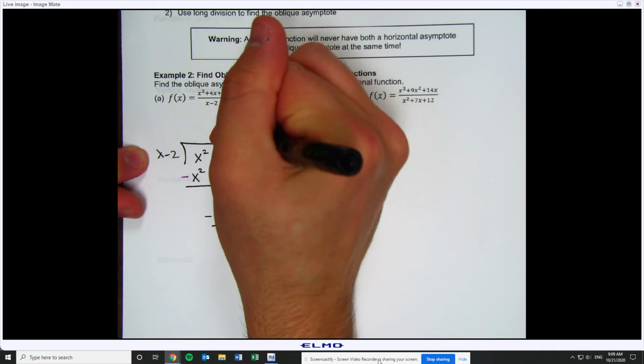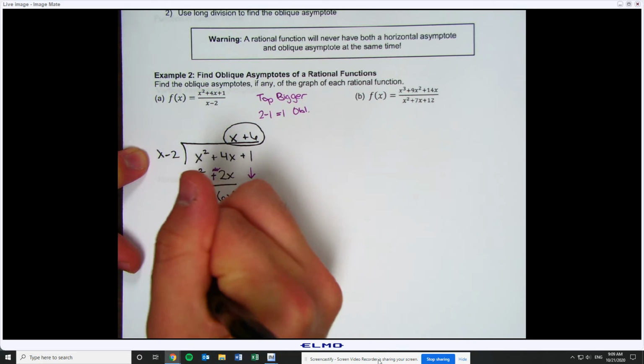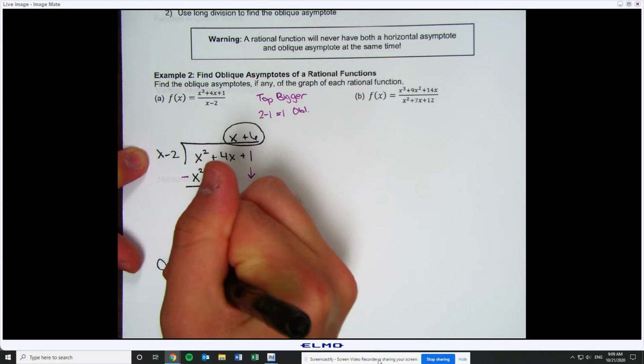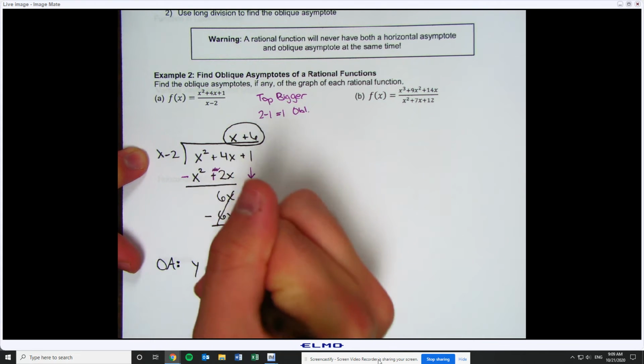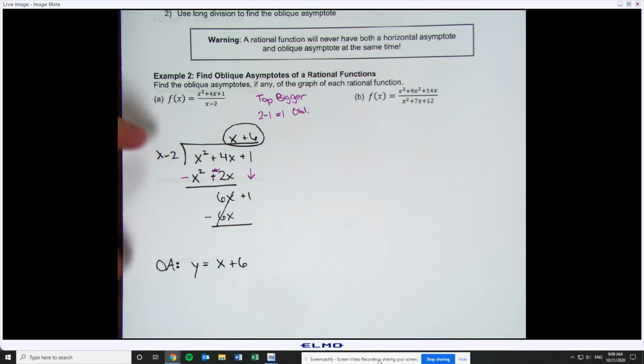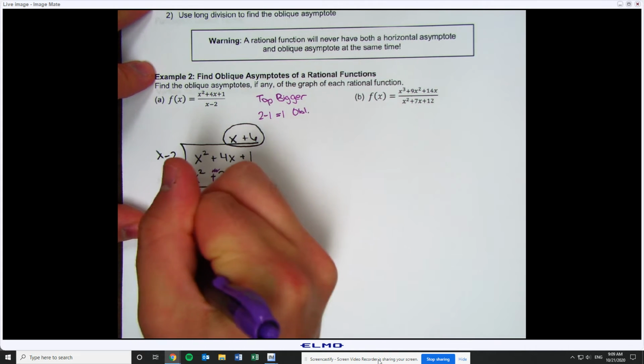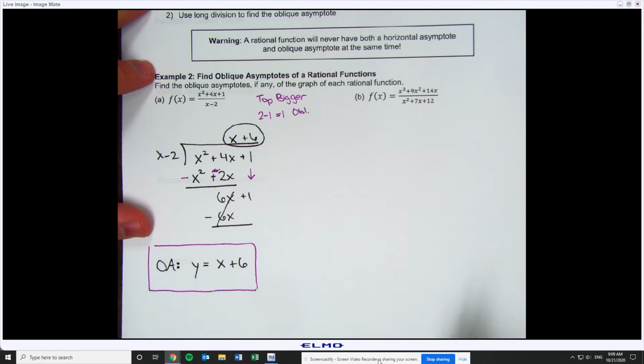This is going to be my oblique asymptote. You do not have to continue with everything. I get y equals x plus 6. And that's it. So we now have our oblique asymptote. It's the linear equation. And again, the reason I stopped is because anything else wouldn't have worked, or anything else wouldn't have been necessary.